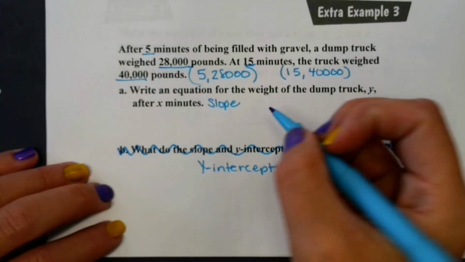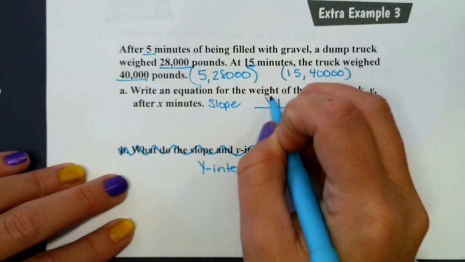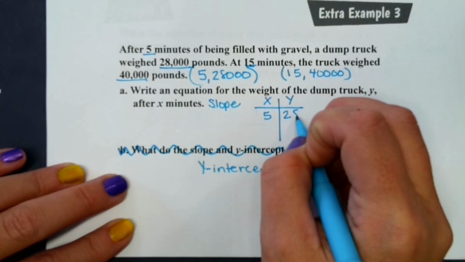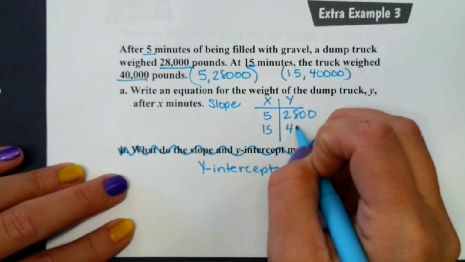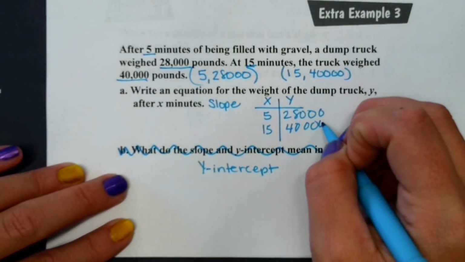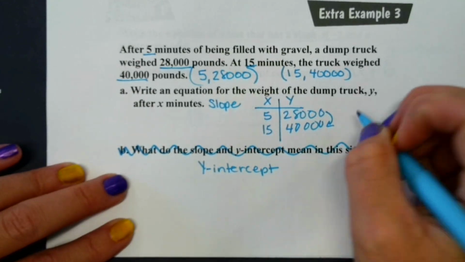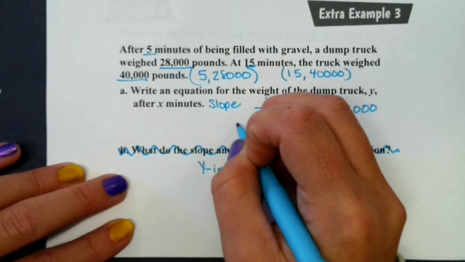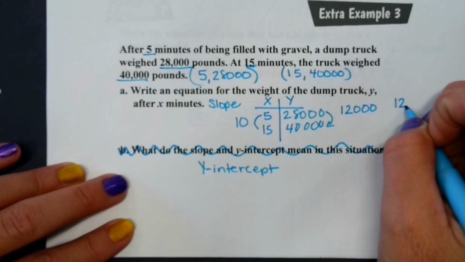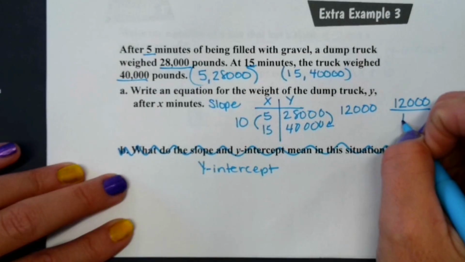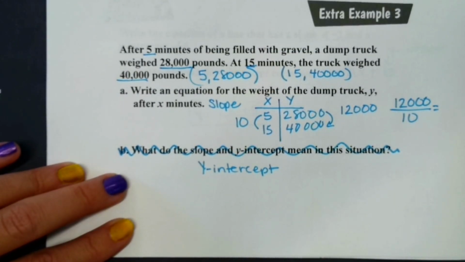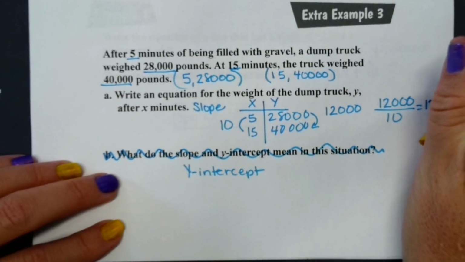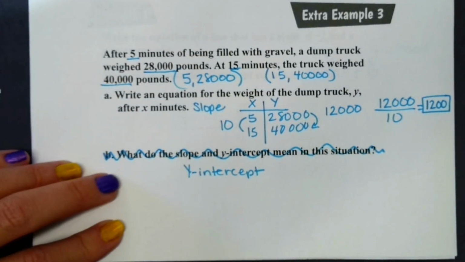Okay, let's talk about this. So did you put it in your table first? Yes. Okay, did you do 5 and 28,000 and then 15 and 40,000? Okay, so how did we get from 28 to 40? Plus 12,000. Okay, how did we get from 5 to 15? So 12,000 over 10. What does that simplify to? 1,200. Okay, there's my m. Do we agree with that?